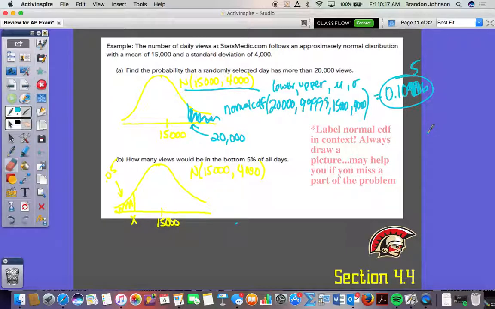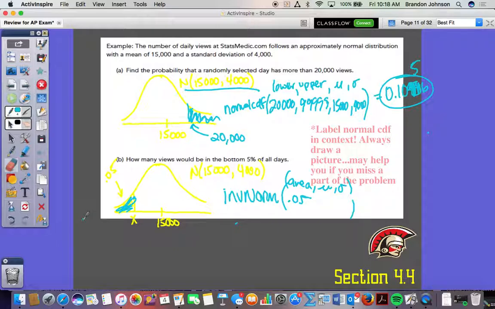Perfect. All right, the next one is this. They say find the area of the bottom 5%. What can I use in the calculator to attack that one? Inverse norm. Very good. Inverse norm would be area, comma mean, comma standard deviation. When we plug it in for the area, the big thing to note is that it's anything to the left of that value. So when we look at the bottom 5%, my area underneath the curve that's highlighted is 0.05.